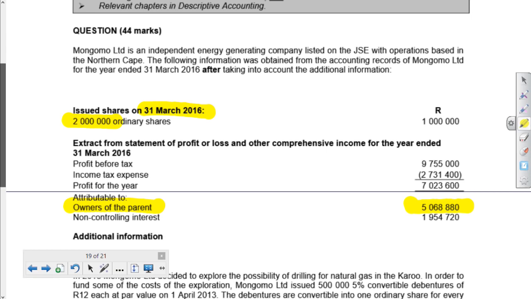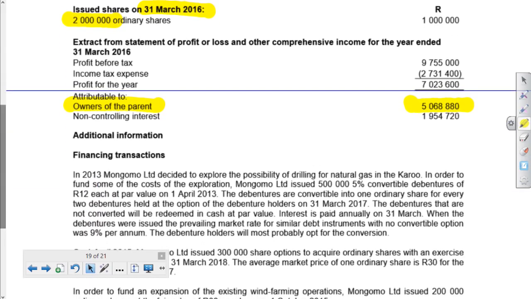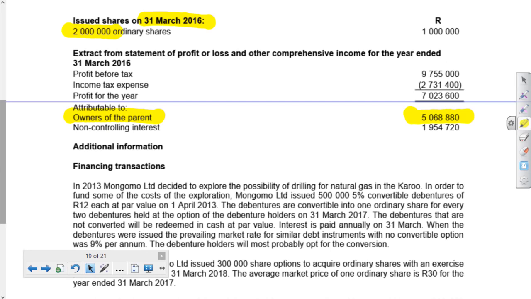Let's look at what additional information there is. In 2013, they decided to explore the possibility of drilling for natural gas in the Karoo. Some convertible debentures are part of diluted earnings per share. So for now, you can ignore that. So I'm going to just take this and just go like that. Okay. So for now, you can ignore the debentures.